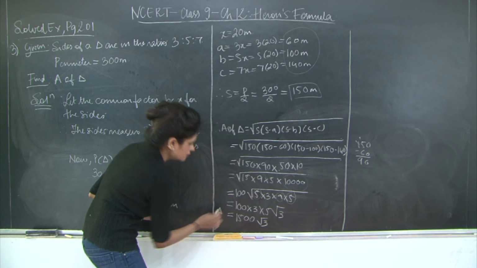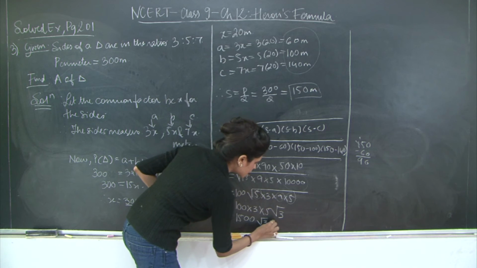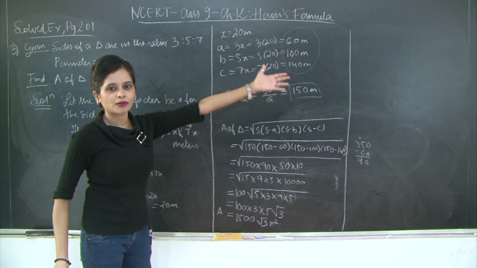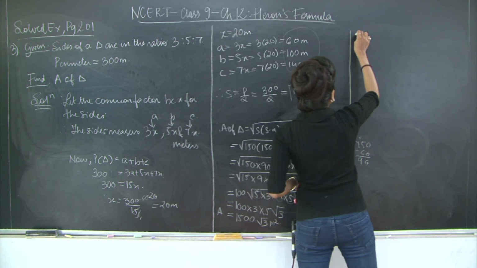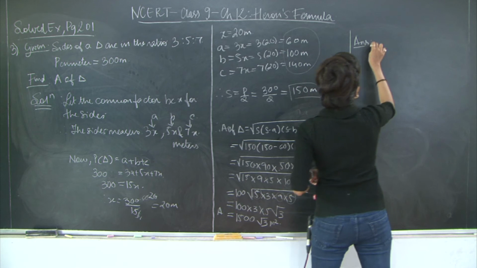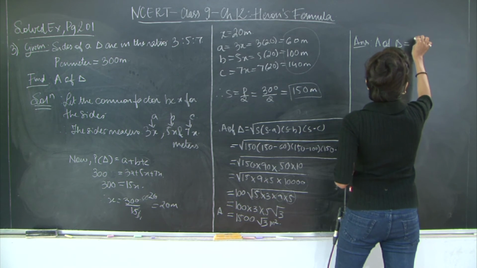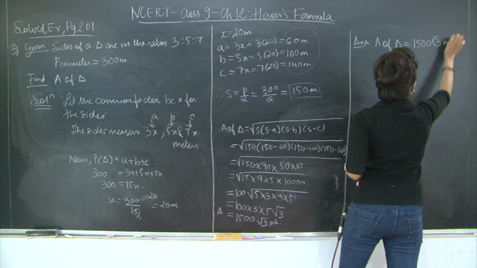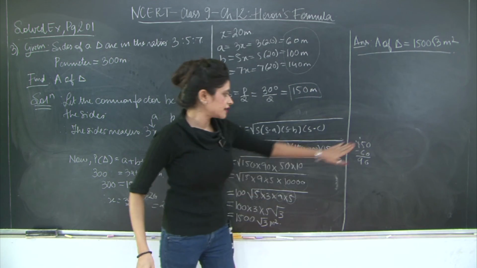This is your area. So 1500 root 3, what is your unit? Meter square. So this is your answer, but since we have so much space, we are going to write the answer in a sentence format. So answer, area of triangle is equal to 1500 root 3 meter square or square meters. So please take a look at the solution.